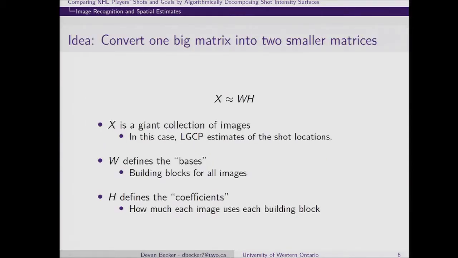So the central idea behind this algorithm is I've got a bunch of spatial estimates, and I treat these spatial estimates as images to put into an image recognition algorithm. So I've got this X matrix, where each column is the pixels of a spatial estimate, and I want to split that into two separate matrices. The first one defines the building blocks, and the second one is how much of each building block a given estimate uses. So this is quickly stepping over a lot of the really complicated stuff. I'm using log Gaussian Cox process estimates of the shot locations, which comes with its own difficulties and advantages.